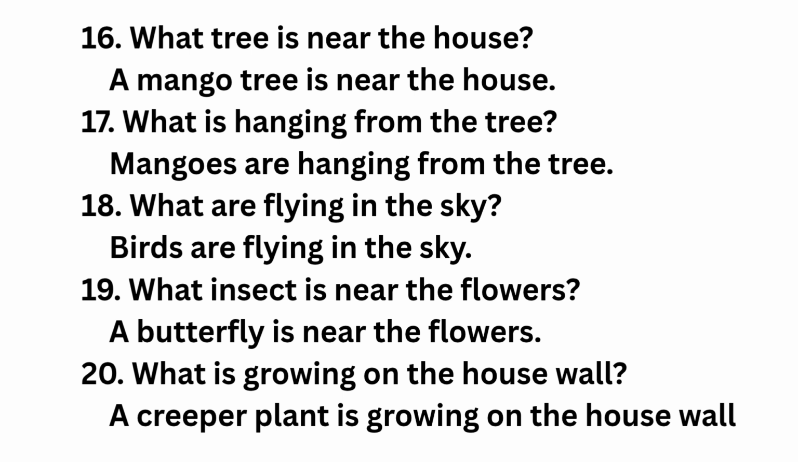What is hanging from the tree? Mangoes are hanging from the tree. What are flying in the sky? Birds are flying in the sky. What insect is near the flowers? A butterfly is near the flowers. What is growing on the house wall? A creeper plant is growing on the house wall.